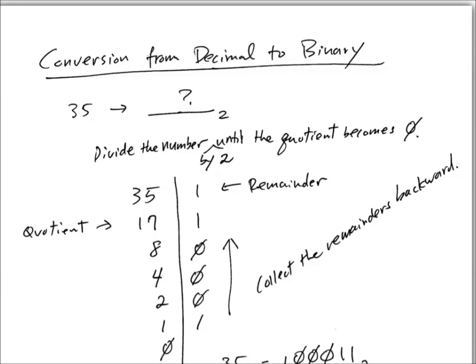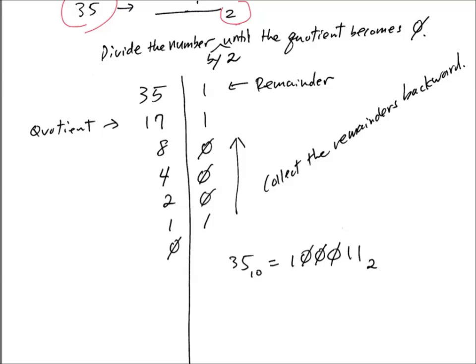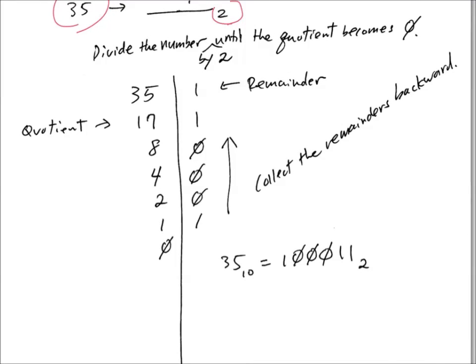Okay, now let's think about how to convert a decimal number to a binary number. For example, 35. To convert 35 to a binary number, what you need to do is keep dividing the number by 2 until the quotient becomes 0. So let me give an example.